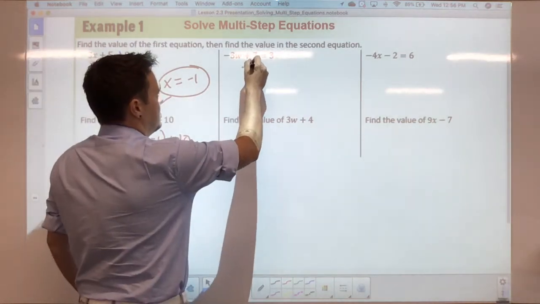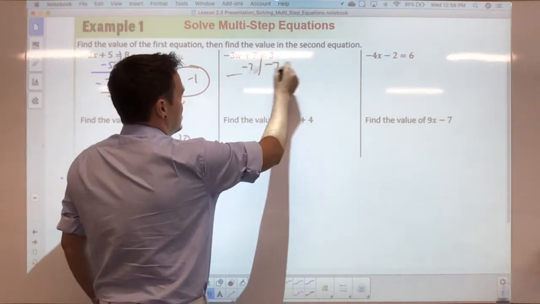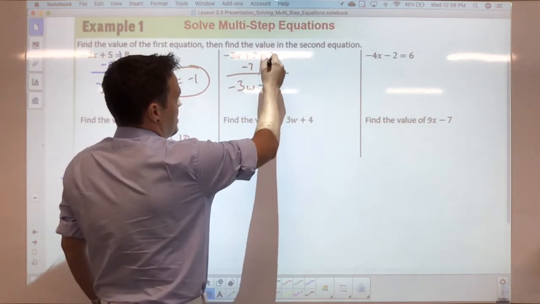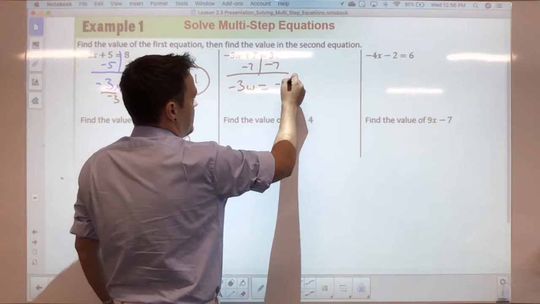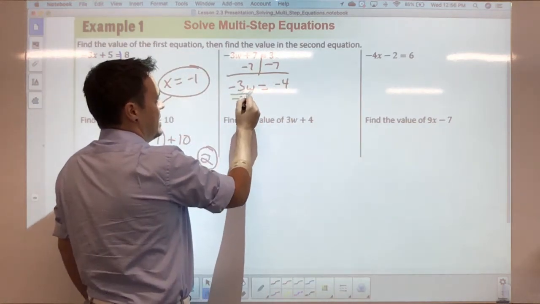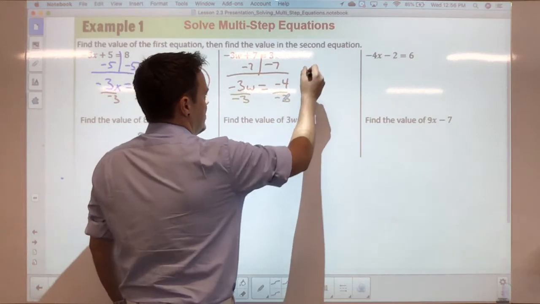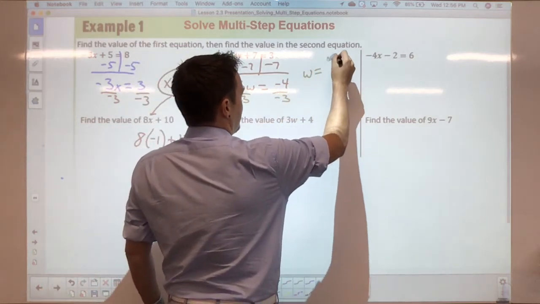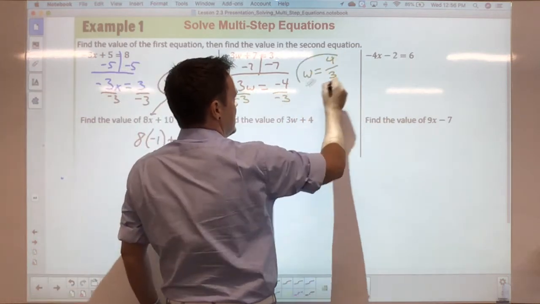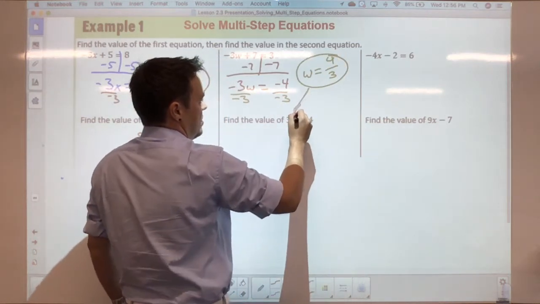All right, so on this one, minus 7 on both sides. Okay, so when you do that, you get negative 3w equals 3 minus 7 is a negative 4. Then you would, of course, simplify, divide by negative 3. You'd end up with y equals 4 thirds, because a negative divided by a negative turns it positive. Plug it in and go.